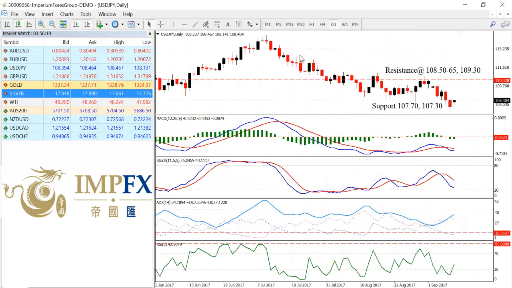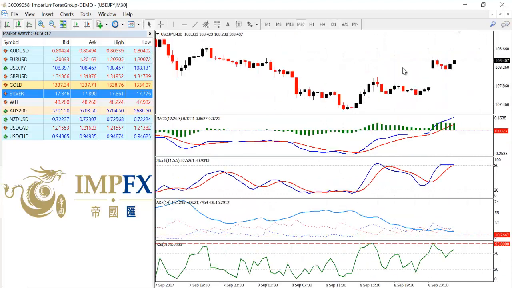On dollar yen, the market did gap open this morning, and as you can see here from the close in New York, it's traded at a high today of 108.45. With the geopolitical tension easing over the weekend, dollar yen is now looking towards a resistance of 108.50-65. A break above there would give further scope to the upside and bring in a target of 109.30.